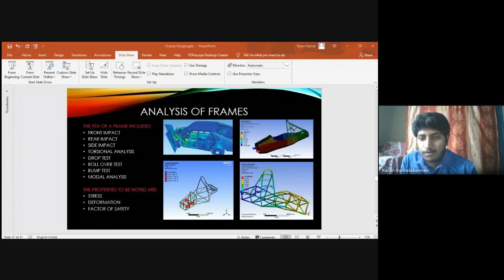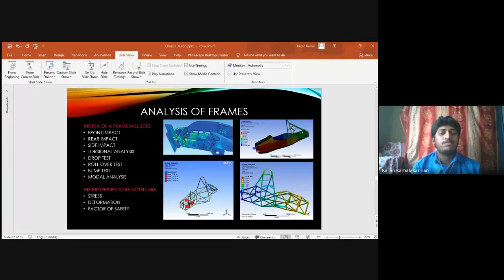What is over design? Over designing in the sense that you are designing more than what is expected.